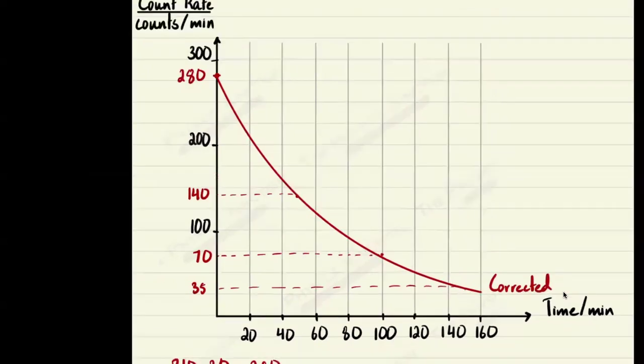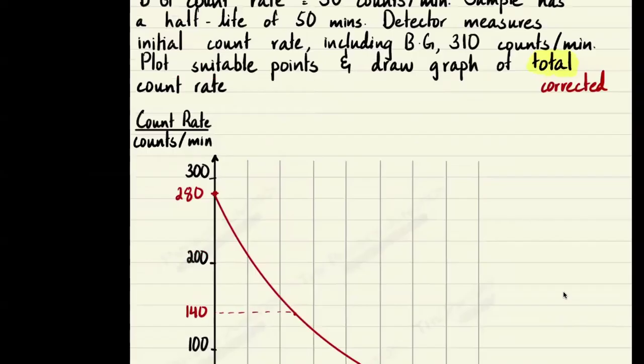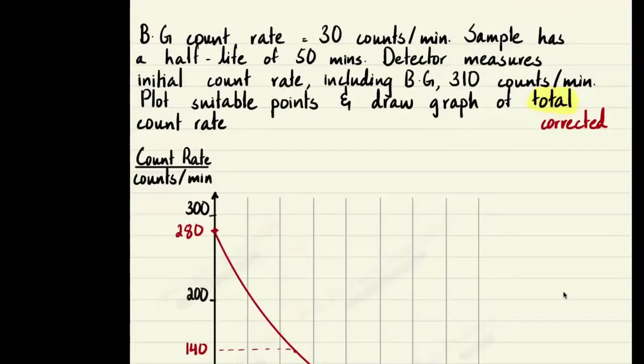But if I talk about the total count rate, which is basically what the counter would be detecting, it would also be detecting the 30. Now, why could I not just halve the 30? Is because the background count rate would be constant. It's not going to halve. Yes, the counts from the source would halve, but this is going to be 30 all the time.